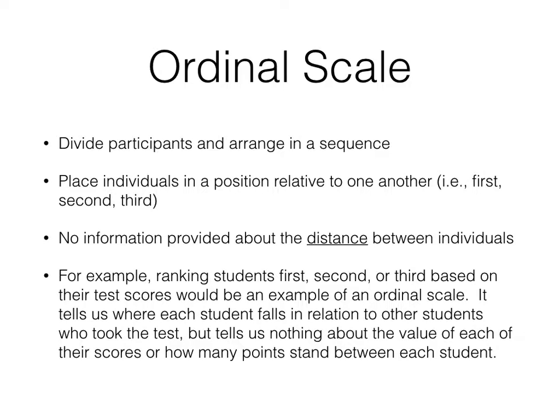So, for example, there could be a small amount of space or just a small differential in the scores between the first and second place individuals, and there might be a much wider gap between the achievement or the scores obtained by the second and third individuals in place, and so on. So the ordinal scale lets us know who's first, second, and third. It places individuals or scores in a relative position, but it doesn't provide any information about the distance between each of those individuals within the order.